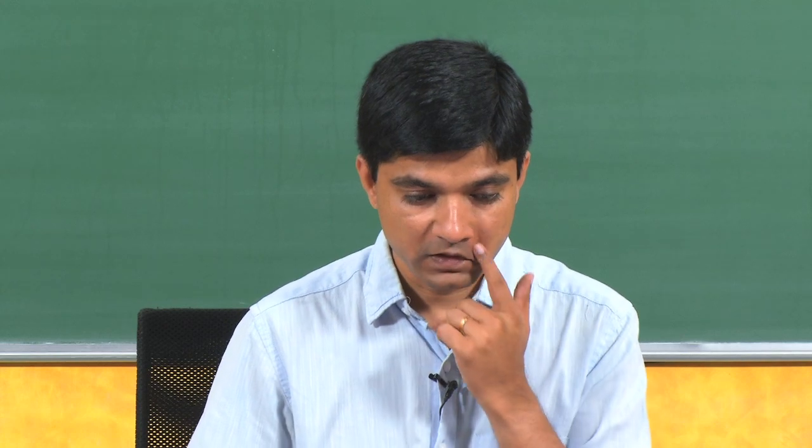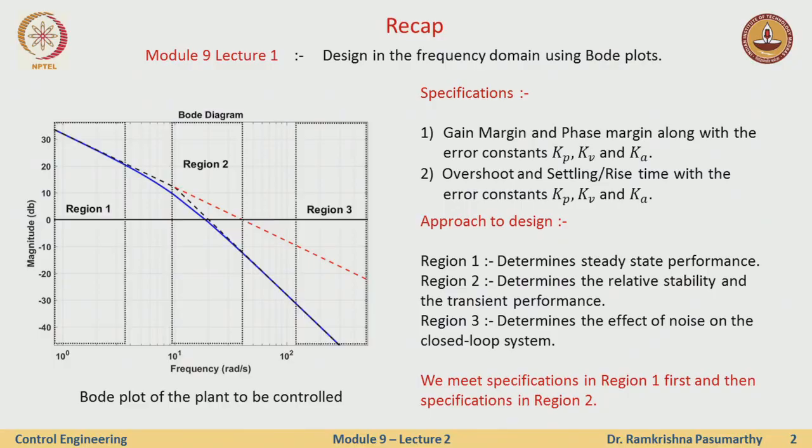So, continuing on our discussions with respect to designing lead compensators in the frequency domain, making use of the Bode plots. Let's just recall what we had in the last lecture. The performance specifications were usually in terms of the gain and the phase margins. These determine the transient performance, together with the error constants in terms of the position, the velocity, or the acceleration error constant.